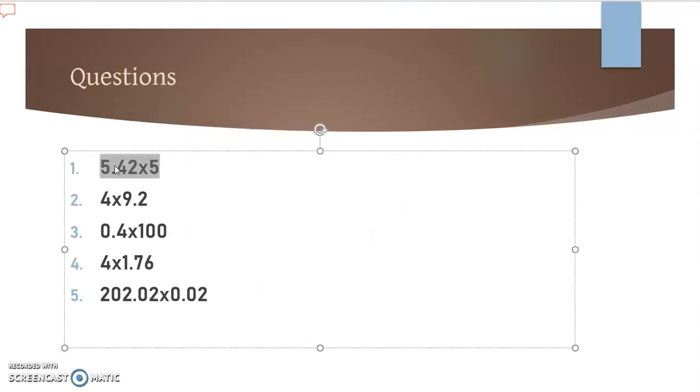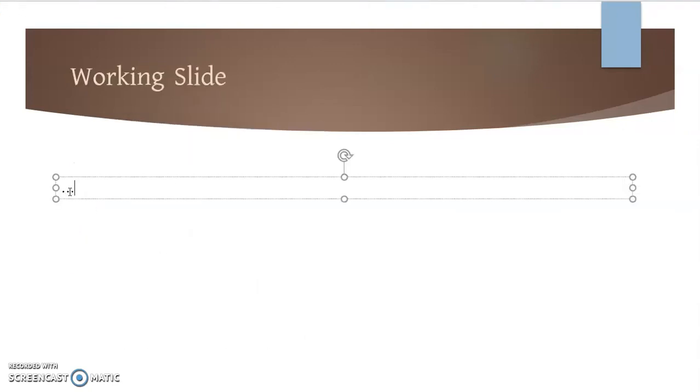First question we have over here is 5.42 into 5. Now that rule in the multiplication page, I'll explain it over here. In this, the first number 5.42 has two places after the decimal point, whereas 5 doesn't have any. So we have two places of decimal. One number has two places, the other doesn't have decimal. So 2 plus 0 is 2. Our answer is supposed to have two places of decimal again.